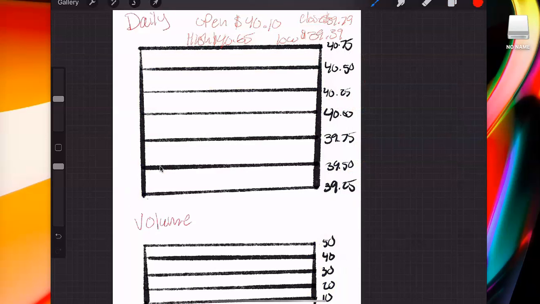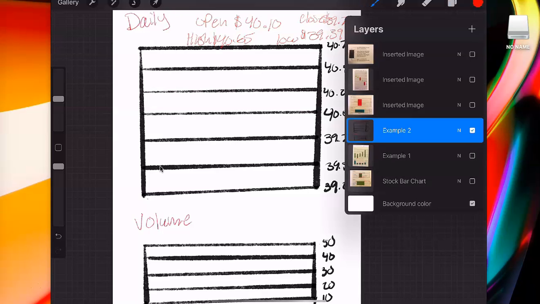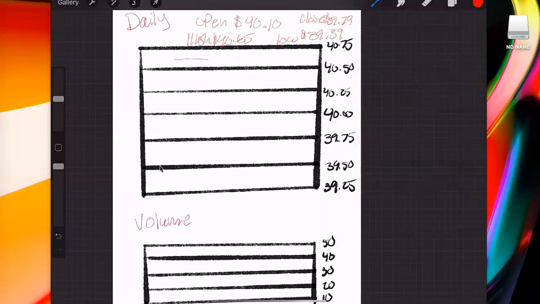So if you look at our high value, it was a high of 40.65. That's up here somewhere, roughly speaking. Let's make sure we're on. Yep. Okay. So we're sitting up in this range somewhere, maybe a little lower than that. This is all just an approximation anyways.